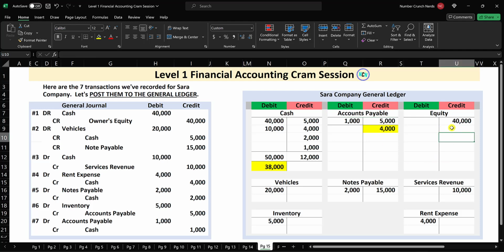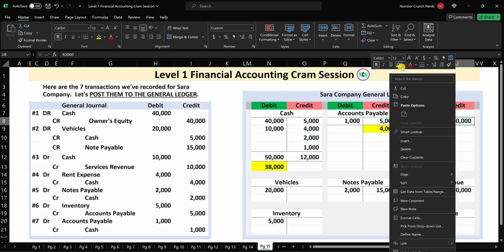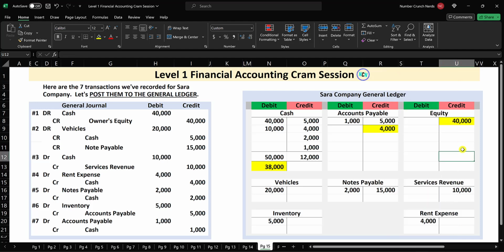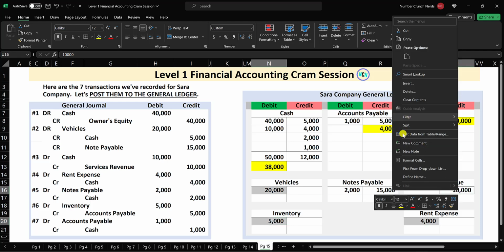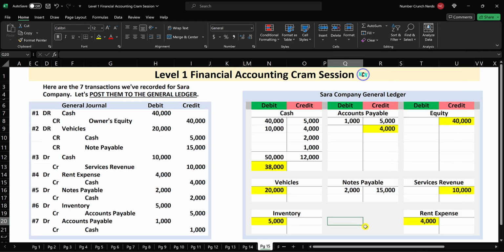This account, there's nothing to add up. This is the balance right here. There are no other entries in this account, so that's the balance. Same with this one, same with this one, same with this one, same with this one. All of these, that's the balance.